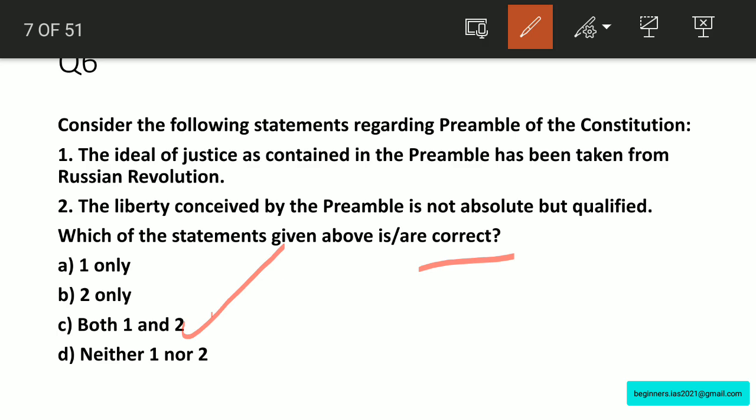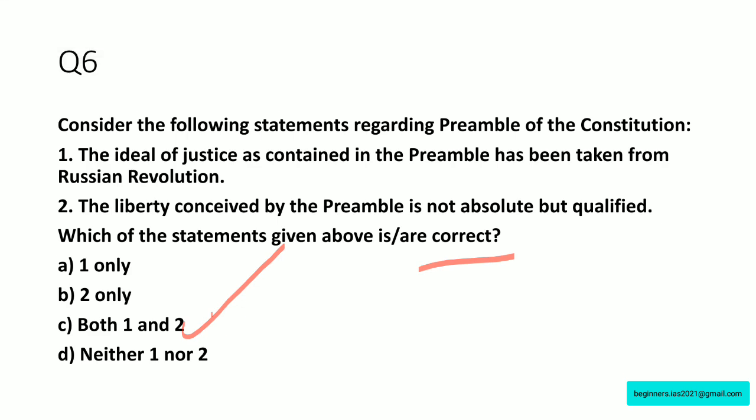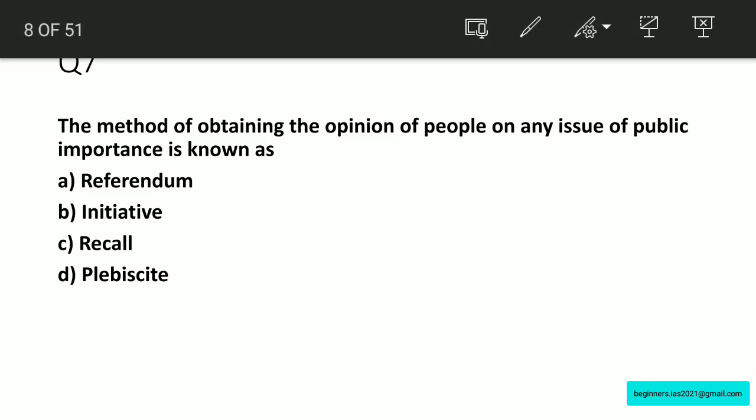The Russian Revolution contributed to the ideal of justice, that is social, economic and political justice. See, according to the preamble, the term liberty means freedom for the people to choose their way of life and also have political views and behavior in society. This liberty does not mean freedom to do anything. A person can do anything, but it has certain limits set by the law. Therefore, it is not absolute but qualified. Therefore, both the statements are correct. Let us move on with question number 7.